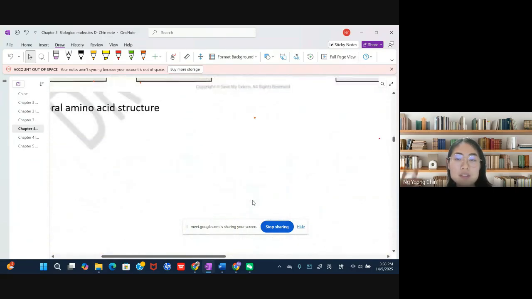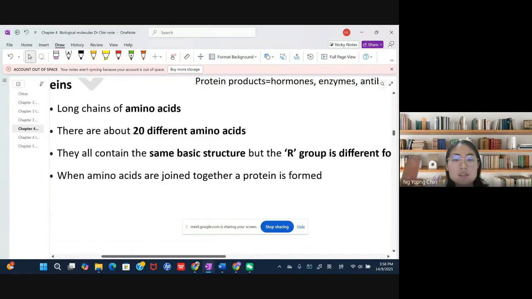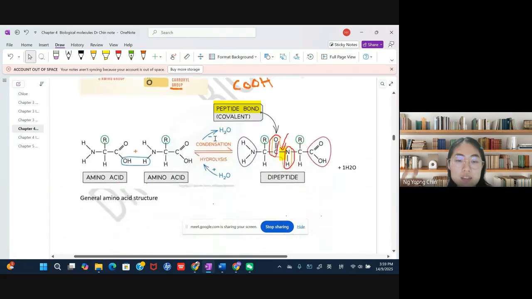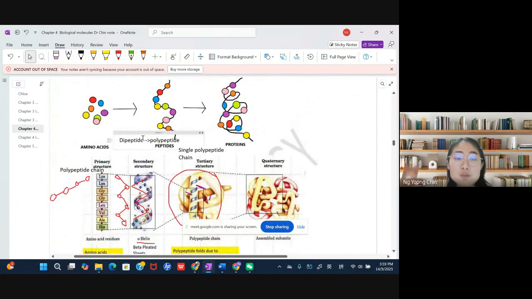And then we talk about the proteins. Protein is made from amino acids. Here are the amino acids. And then we are able to join those amino acids together to become a polypeptide chain, and then we will produce a final product, which is a protein.